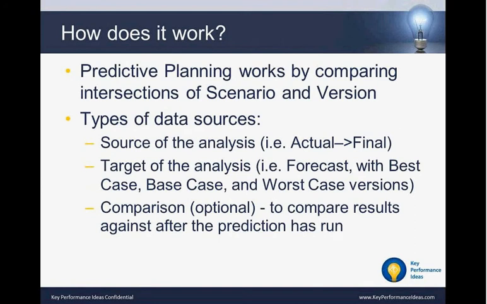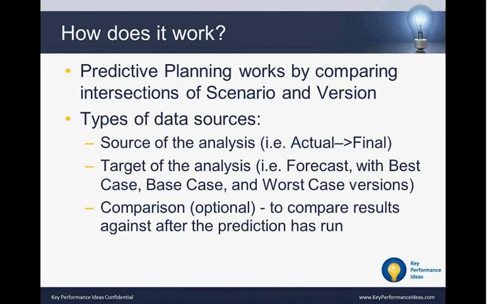So how does it work? Predictive planning works by comparing intersections of scenario and version. There are three types of data sources that are part of the process. So first, you have the source of the analysis. In this case, we're going to go with actual final as our source of the analysis.